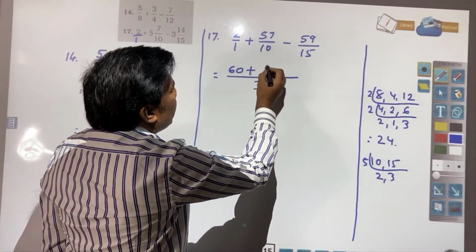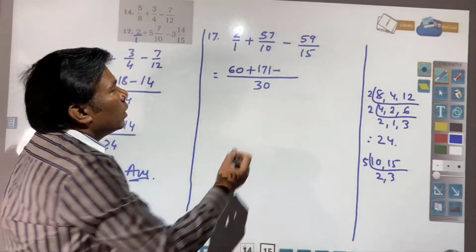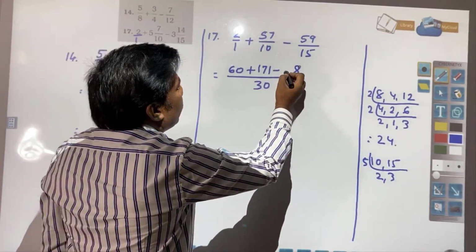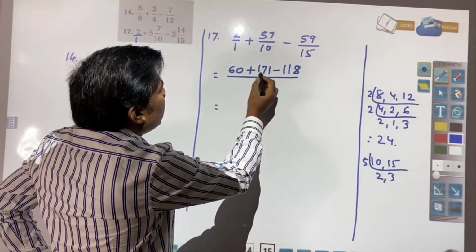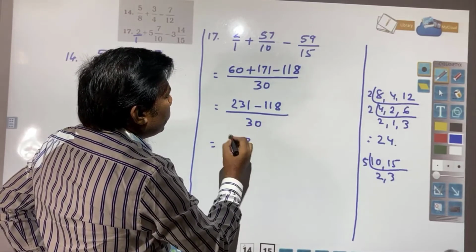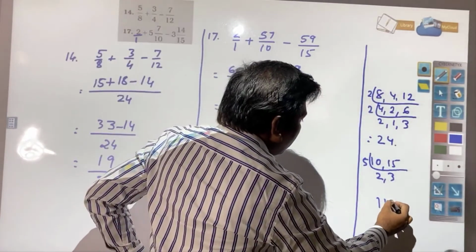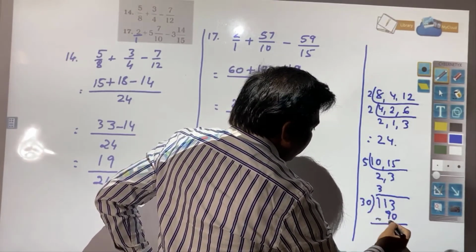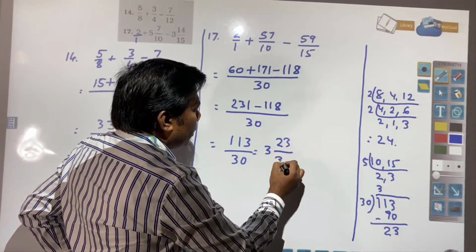Now 30 into 2 will be 60 plus 30 divided by 10, we get 3. 3 into 57: 3 7s are 21, 3 5s are 15 and 2 makes 17. Minus 15 2s are 30, and 2 9s are 18, 2 5s are 10 and 1 makes 11. Then you see both like numbers are there, so they are to be added. So this will be 13 minus 8 divided by 30, and this will be 3 by 30. Now you divide this, 3 3s are 9, that means 90. You subtract this, 11 minus 9 is equal to 2. So you have got 3 whole 23 by 30, and this will be your answer.